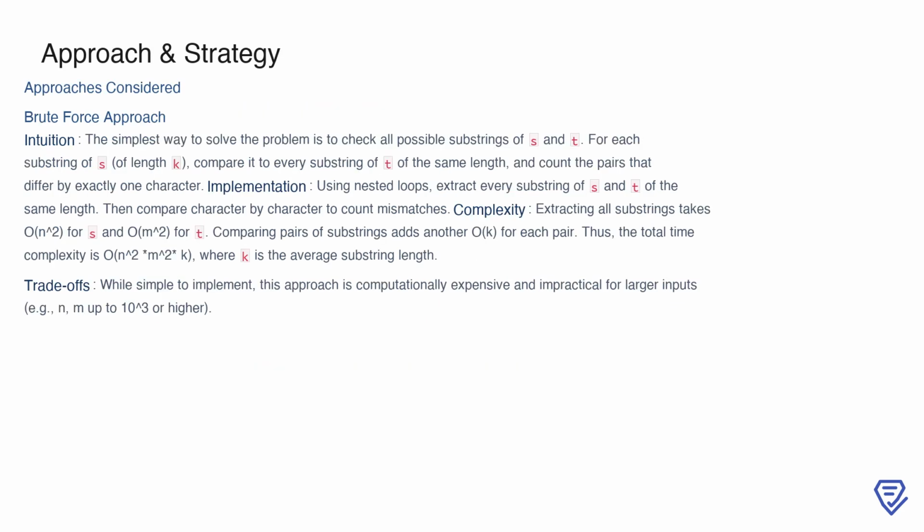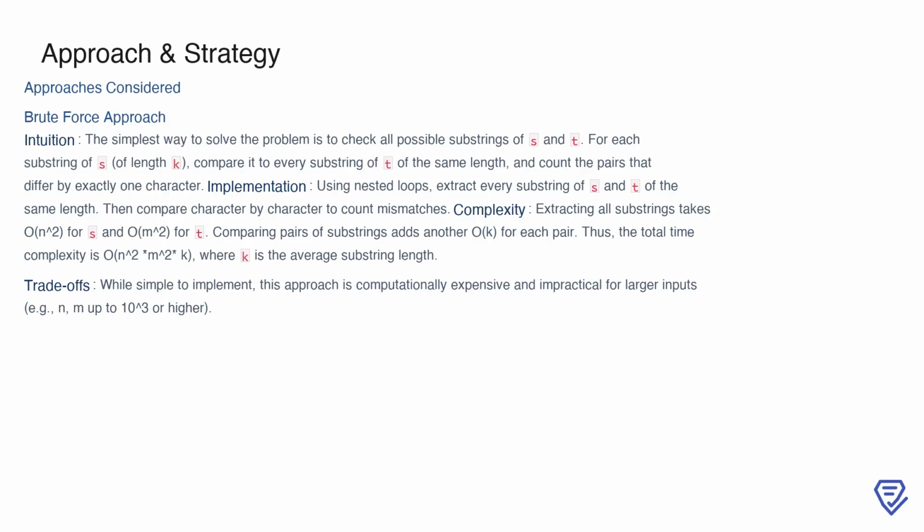To start, let's consider the brute force approach. The intuition here is straightforward. We check every possible pair of substrings from s and t to see if they differ by exactly one character. For a substring of length k in s, we compare it to all substrings of the same length in t. By comparing characters one at a time, we count the mismatched pairs where there's exactly one differing character.